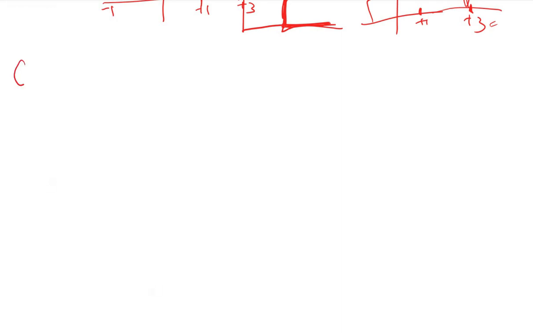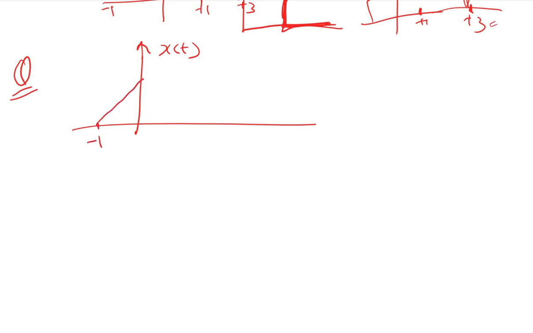Similarly, let us look at one more problem over here, where we have a signal which is in the form of a ramp function. Let us try to write that signal as a mathematical expression. So we have a signal x of t. So yeah, this is the signal x of t, and we need to write it down mathematically. Let's try to write it down mathematically.